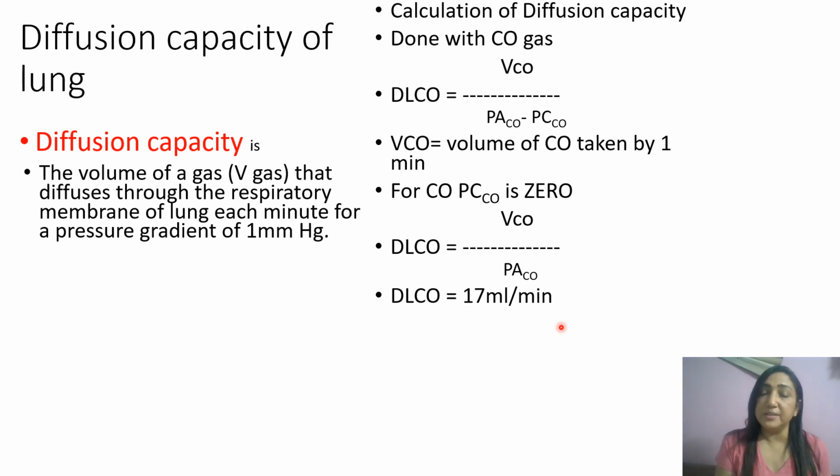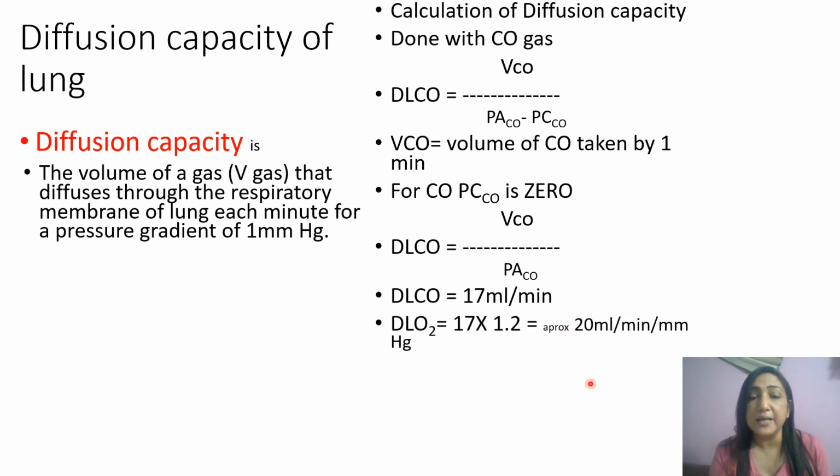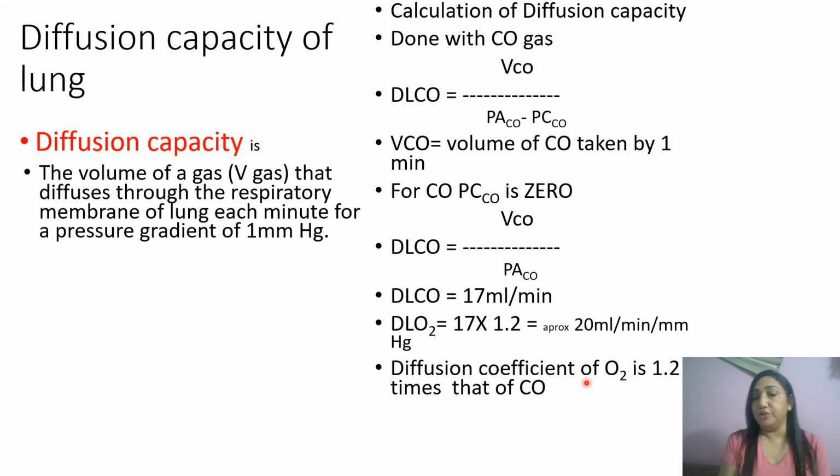Now from this we can calculate the diffusion capacity of oxygen too. And how much is that? If we multiply 1.2 with 17, that is approximately 20 milliliter per minute per millimeter of Hg. That is, with a 1 millimeter pressure difference, 20 milliliter of oxygen can be diffused through the alveolocapillary membrane. And this 1.2 is the diffusion coefficient of oxygen, which is almost 1.2 times that of carbon monoxide. Now with the discussion of diffusion capacity, here we end the pulmonary gas exchange. Thank you.